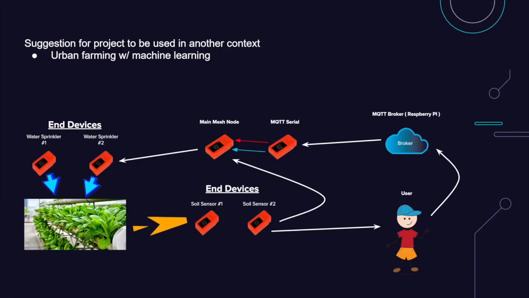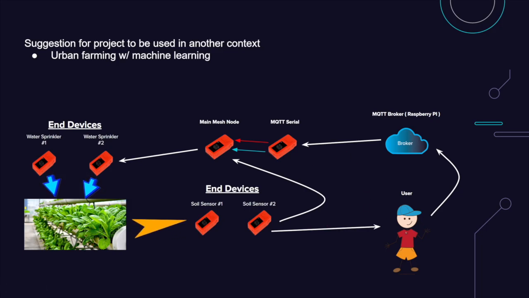Next, as a suggestion for the project to be used in another context, we talk of urban farming with machine learning. The architecture is still the same as Home Assistant, just removing Home Assistant and adding a water sprinkler and soil sensor, mainly for urban farming. So the same thing, the soil sensor reading will be sent over to the main mesh node, and then the main mesh node will send the operation to the water sprinkler and sprinkle the plant.